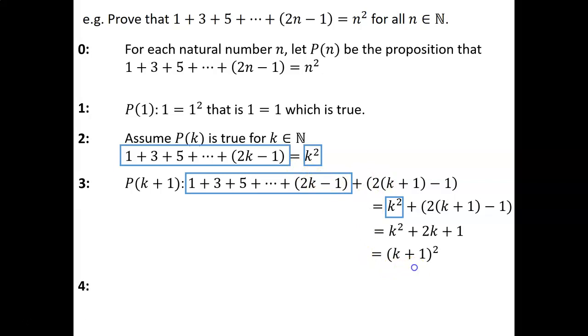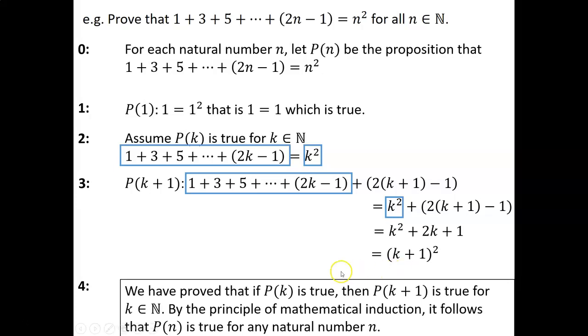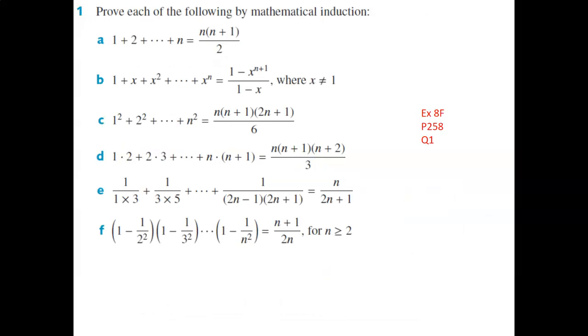4th step is the conclusion. You need to use these exact words every single time. We have proved that if P(k) is true, then P(k+1) is true for k in the natural numbers. By the principle of mathematical induction, it follows that P(n) is true for any natural number n. Pause the video now while you have a go at question 1.